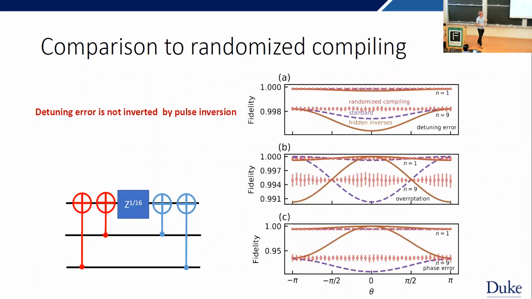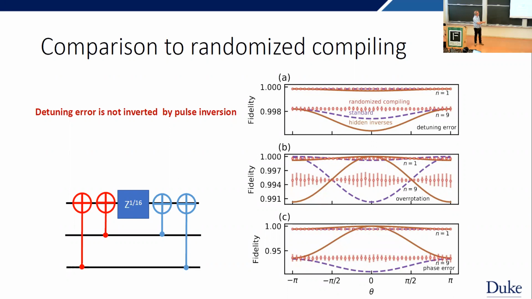So then what can we compare it to? One thing to compare it to is randomized compiling. Randomized compiling gets rid of these coherent errors. That's its job. But what's interesting is for the overrotation and the phase error, where hidden inverses help, near this small angle, it's just better to take advantage of that. If you are confident that is your dominant error, it's better to do that than randomized compile.